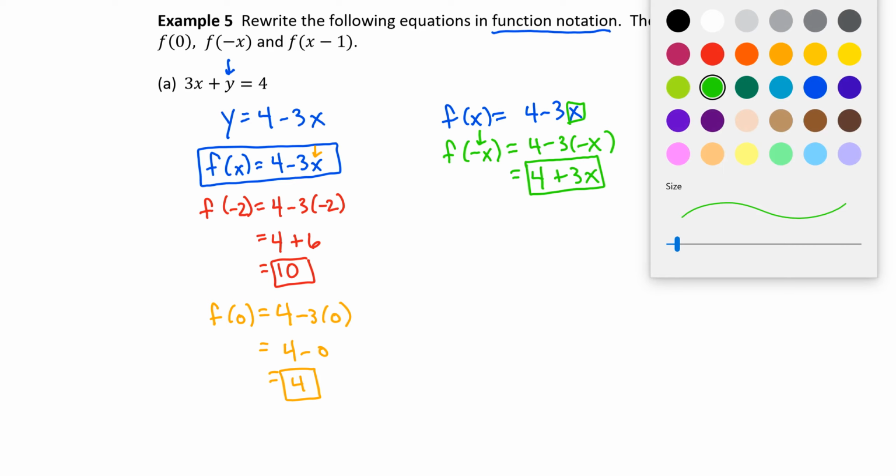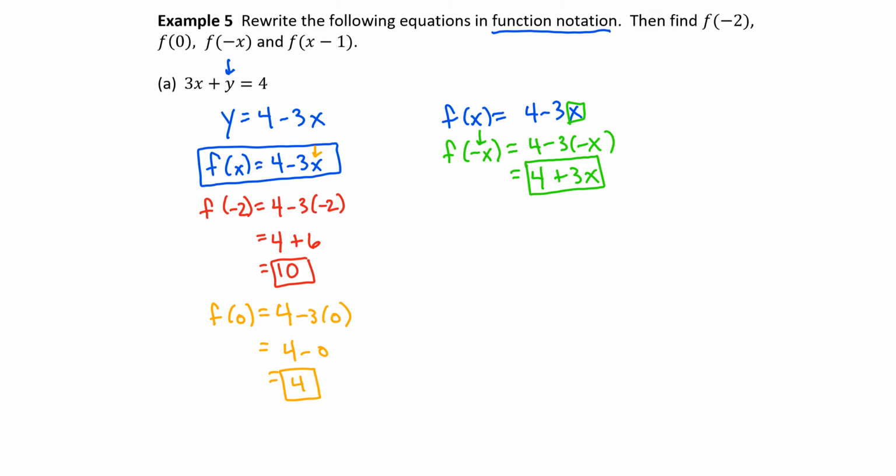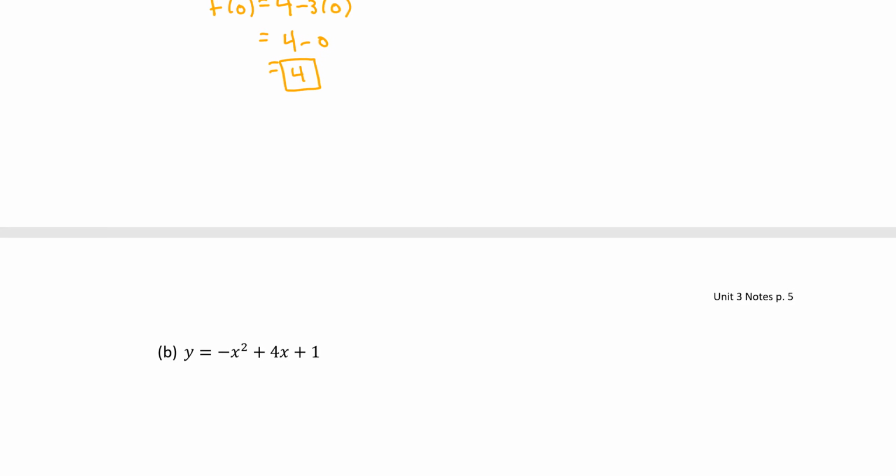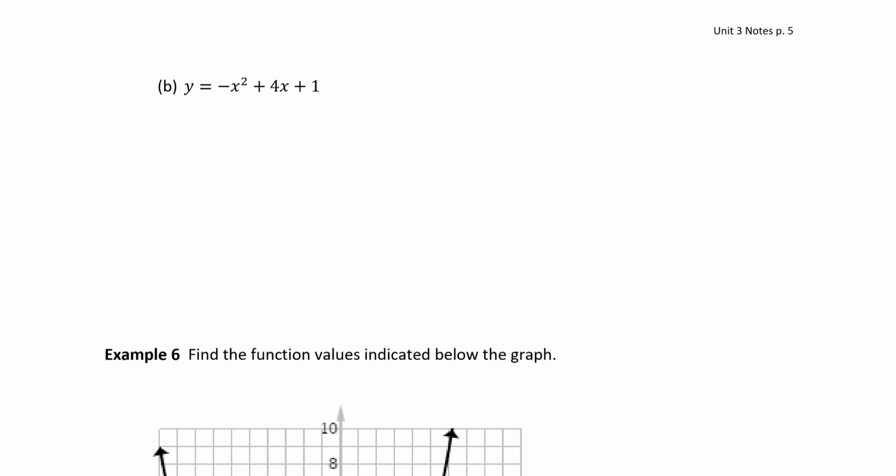Let's try our last one, f of x minus 1. I'm going to plug x minus 1 in where I see the x. So we have 4 minus 3 times, now I'm replacing the x with x minus 1. And then my goal is to simplify. So I'm going to distribute the negative 3 and combine like terms. 4 plus 3 gives us 7. So plug in the argument and simplify, and that's all there is to it. Hopefully you see Unit 3 is a little bit easier than Unit 2.